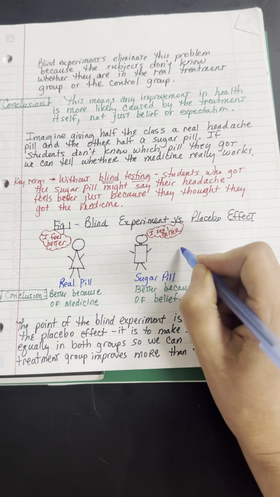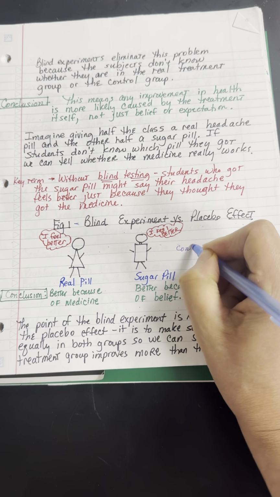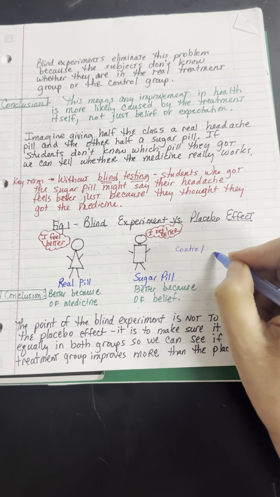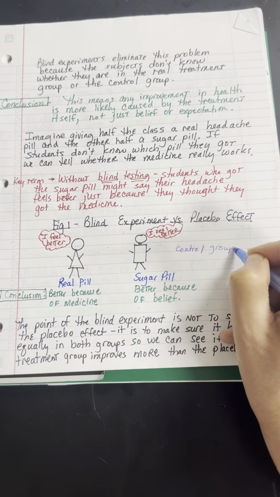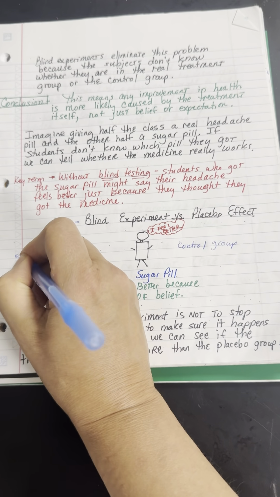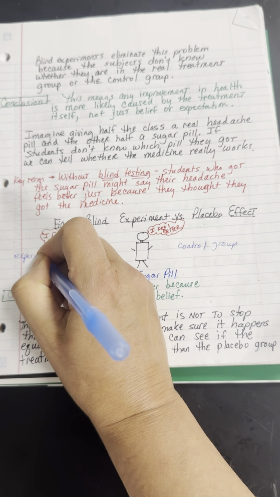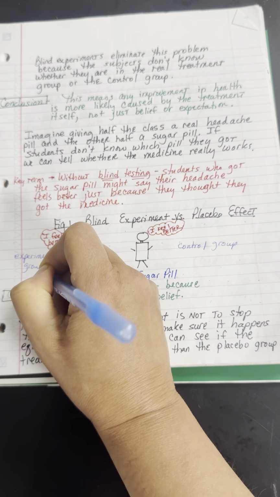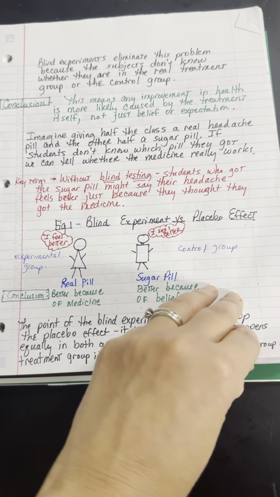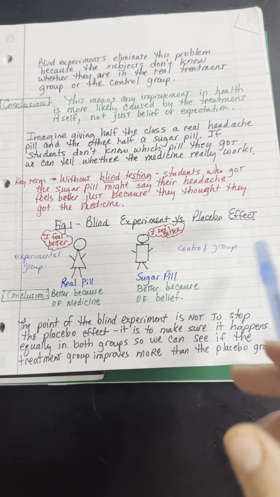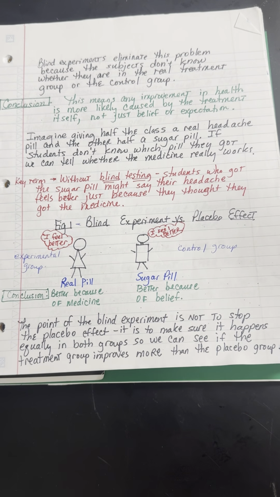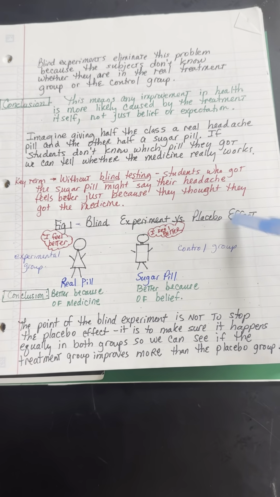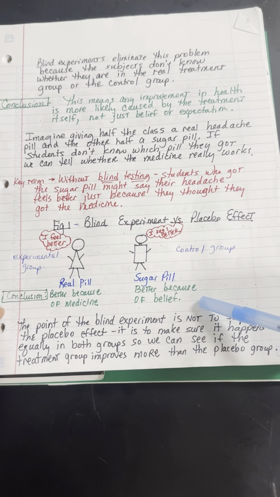Or another way to call it is, this would be the control group, and this one would be the experimental group. When I check your notebooks, I want to see this drawing with these labels.